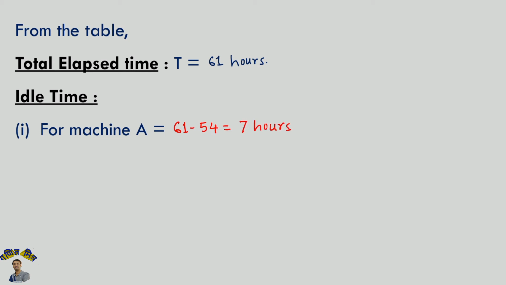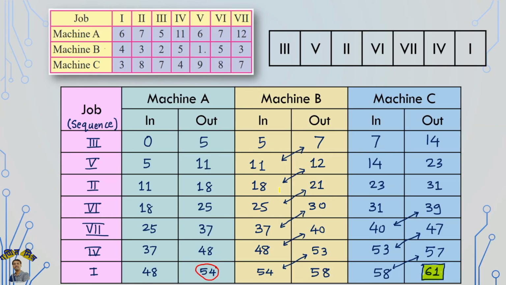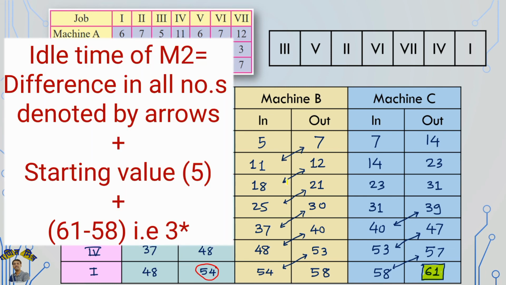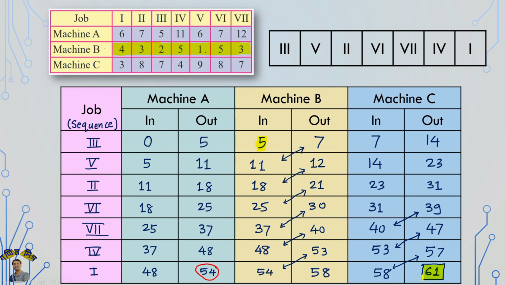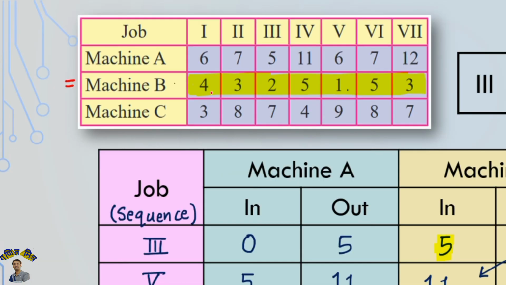Now the next job is to find idle time for machine B. To find idle time of machine B, we have to calculate all these gaps denoted by these arrows, plus this number 5 also. It is a little bit inconvenient to calculate each of these differences. Okay, but there is another method. The better way, just find out the total processing time for machine B and subtract that total processing time from the total value 61. So let me calculate this sum.